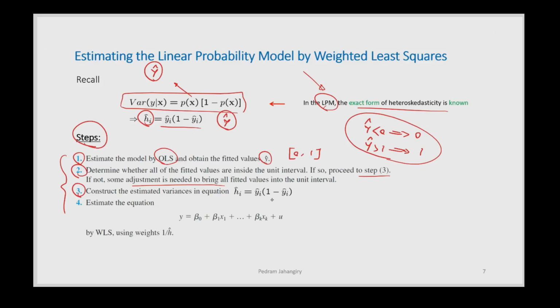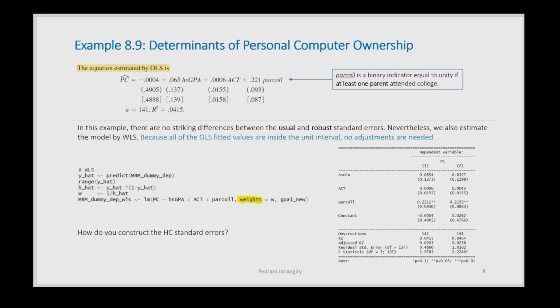Then we go to step 3. Step 3 is constructing our h. These are the weights. So h is going to be y hat multiplied by 1 minus y hat. And then finally, we're going to run this regression with the new weights. This part is very easy, and we call it weighted least squares in R. So let's see how we can do it in R.